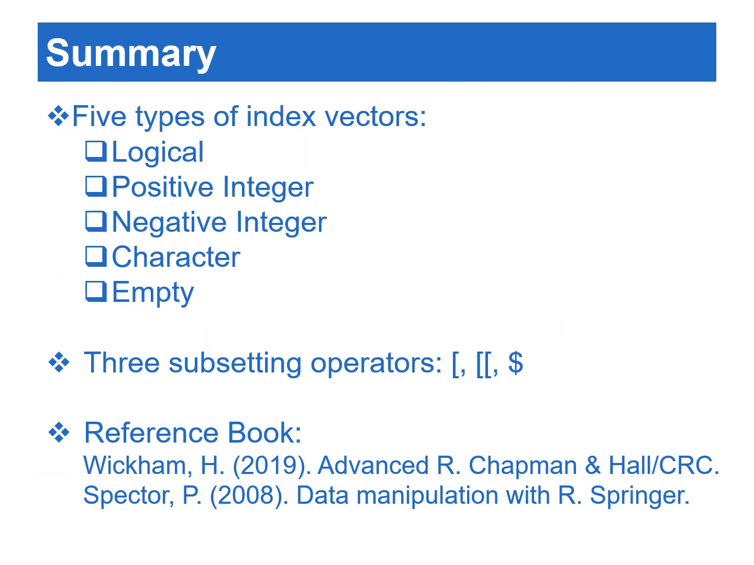Now, let's review what we've learned from this video. In this video, we learned how to subset objects by using 5 types of index vectors, including logical, positive integer, negative integer, character, and empty. These 5 types of index vectors can be used to subset vectors, matrices, arrays, lists, and data frames. We also compared the differences between using single brackets, double brackets, and the $ sign operator to select objects.